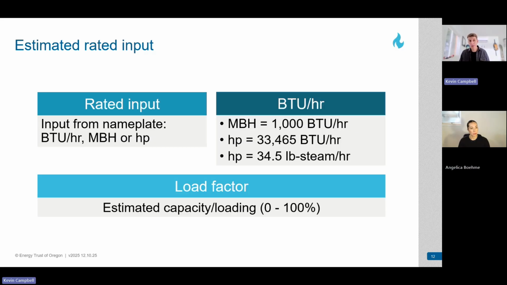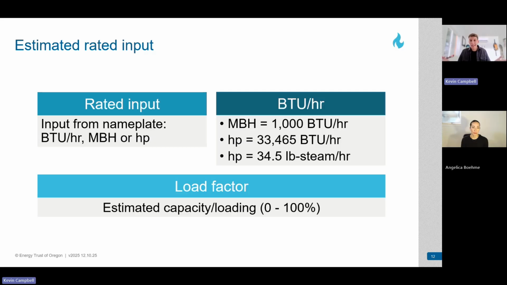Now, anytime I'm thinking about the input power to a piece of gas-fired equipment, we also do need to think about that load factor. And the example I like to use here is a very relatable one. It's my gas furnace at home, right? My gas furnace at home has a rated input of 60,000 BTUs per hour. That's the same thing as 60 MBH. So you might see it represented either way on your gas furnace.